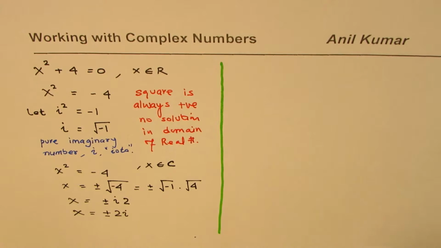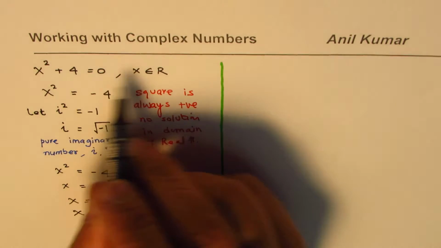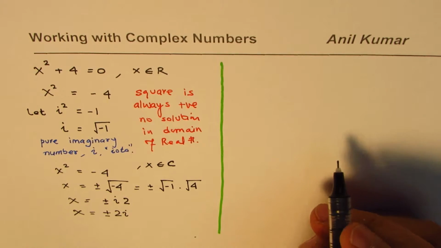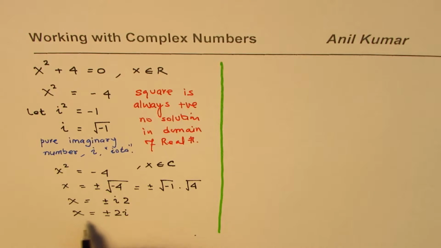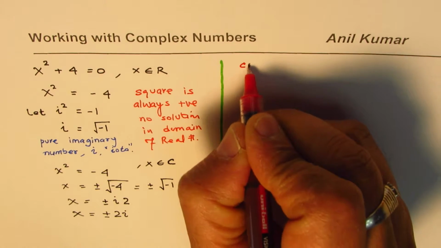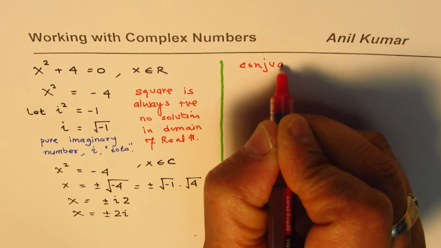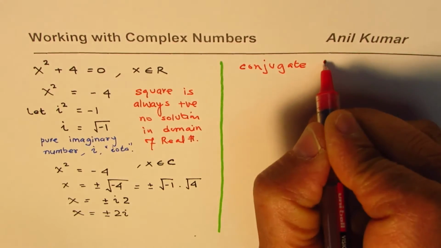Now one more important thing is what happens when we multiply two complex numbers. So what I will do here is give an example where we are multiplying two complex numbers, and we'll talk about conjugate numbers now. Let's also introduce the concept of conjugate complex numbers.